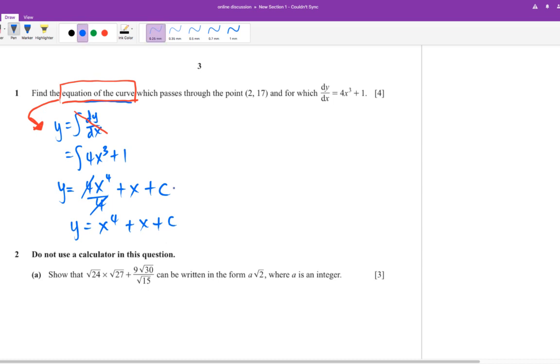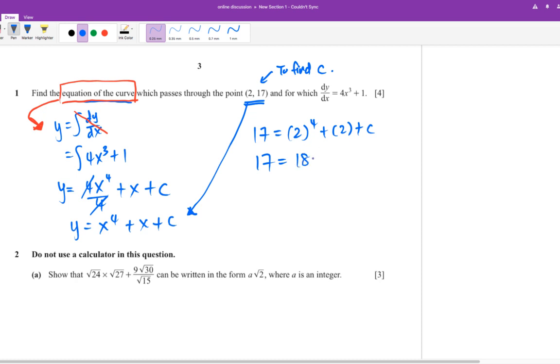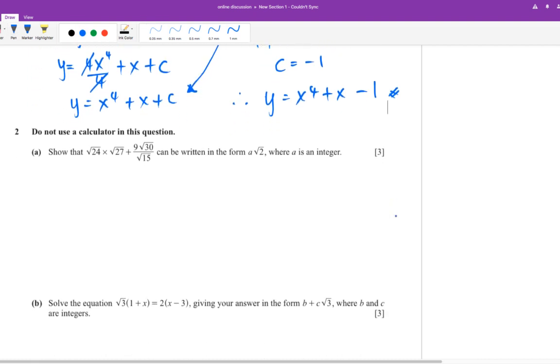Then the next thing I will do is substitute the coordinate (2, 17) into this equation in order to find c. You always need to substitute the coordinate to find the value of c. So I will substitute 17 into y, 2 into x. This is what I will get: 17 equals 16 plus 2, which is 18, plus c. So c, basically, you will get -1. Therefore your equation of the curve will be y equals x to the power 4 plus x minus 1. So let's move on to the next question.